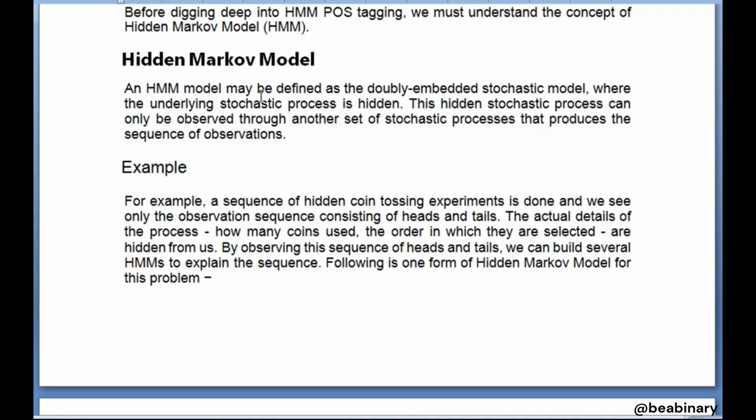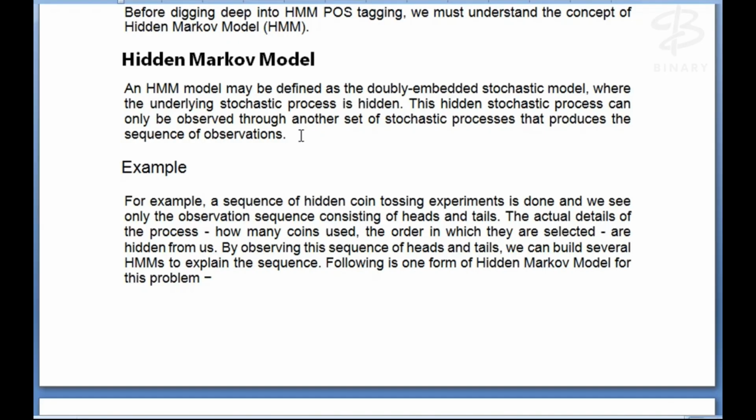So HMM is defined as a doubly embedded stochastic process, where the underlying stochastic process is hidden. मतलब उसकी जो चीजें हैं, that what will be the working is actually hidden. Okay, we know that this will be the input, this will be the output, but what are the events or what are the things responsible for getting the input and producing the output. So the hidden stochastic process can only be observed through another set of stochastic processes that produces the sequence of observation.